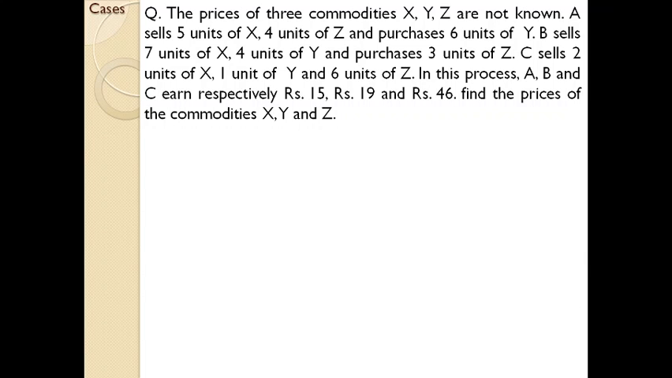Whereas B sells 7 units of X, 4 units of Y, and purchases 3 units of Z. C sells 2 units of X, 1 unit of Y, and 6 units of Z. In this process, A, B, and C earn respectively rupees 15, 19, and 46 as income or profit, whatever it may be. Find the prices of the commodities X, Y, and Z.